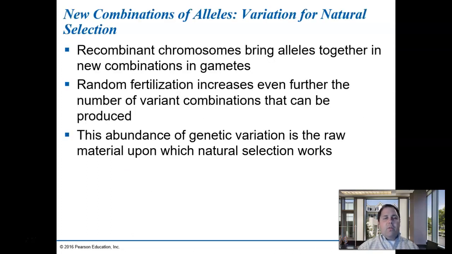So the random combination, why is this important? It creates a lot of variation for natural selection. So these bring different alleles together in new combinations, and then we add on top of that random fertilization that we talked about in the last chapter, and this is how we get natural selection, all of this mixing and matching. So don't lose sight of the fact that all of these mechanisms are creating a lot of variation for us.